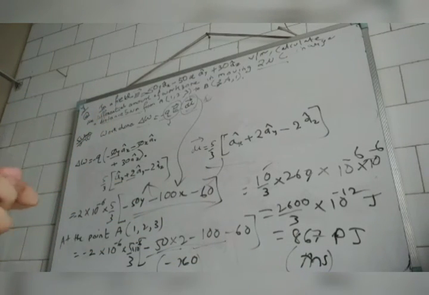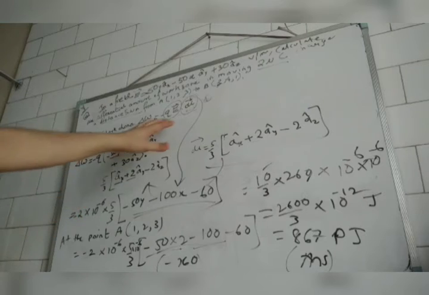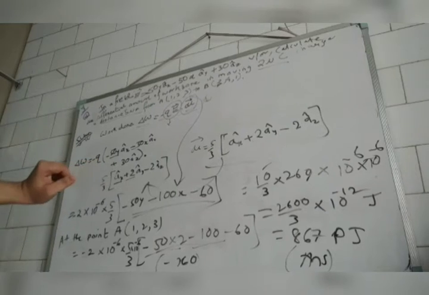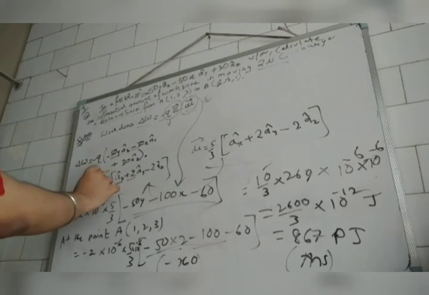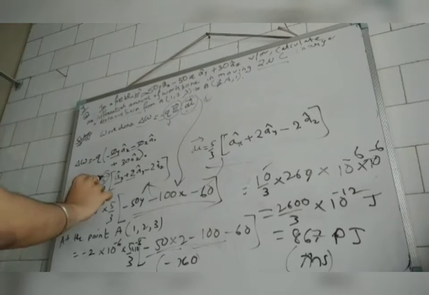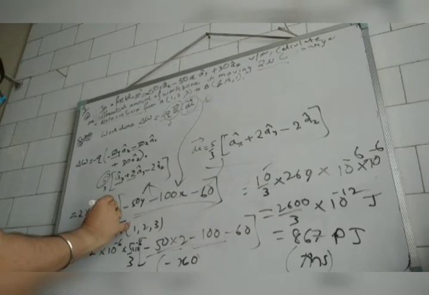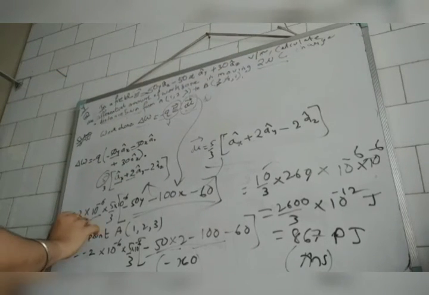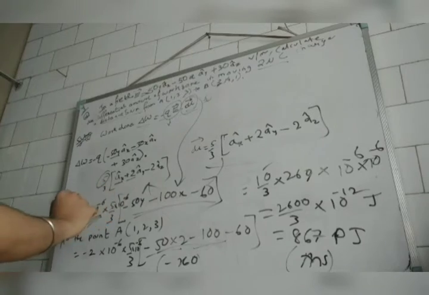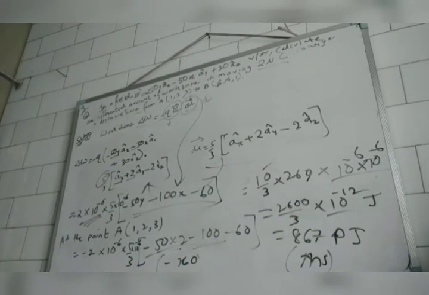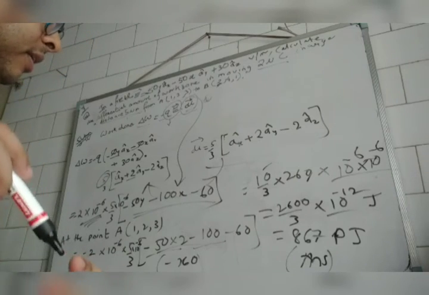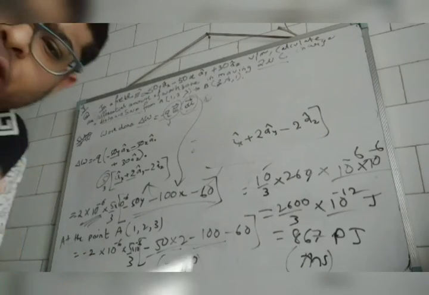Okay, so let me repeat it once again. First of all, you need to calculate DL, which we have calculated from here. Then you simply apply this formula. And remember one thing, this 5 is basically micrometer, so there will be 10 to the minus 6 here. And this is 2 microcoulomb, so we'll be having another 10 to the minus 6 here. These two will make 10 to the minus 12. And the other things will be the same. So the work done will be this much, 867 picojoules. So this will be your answer. I hope you have understood.